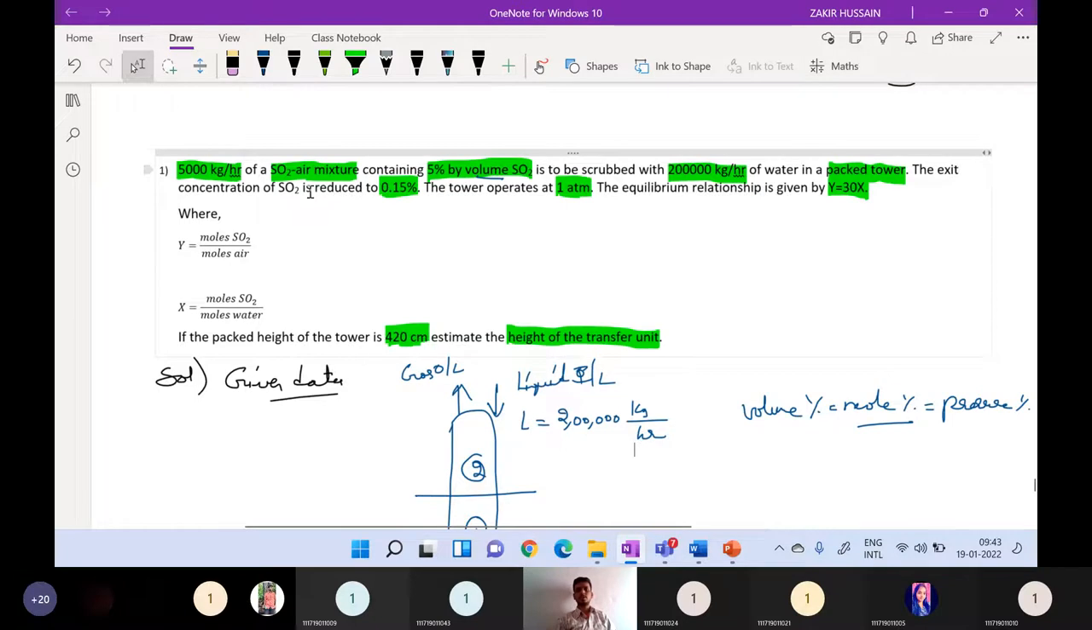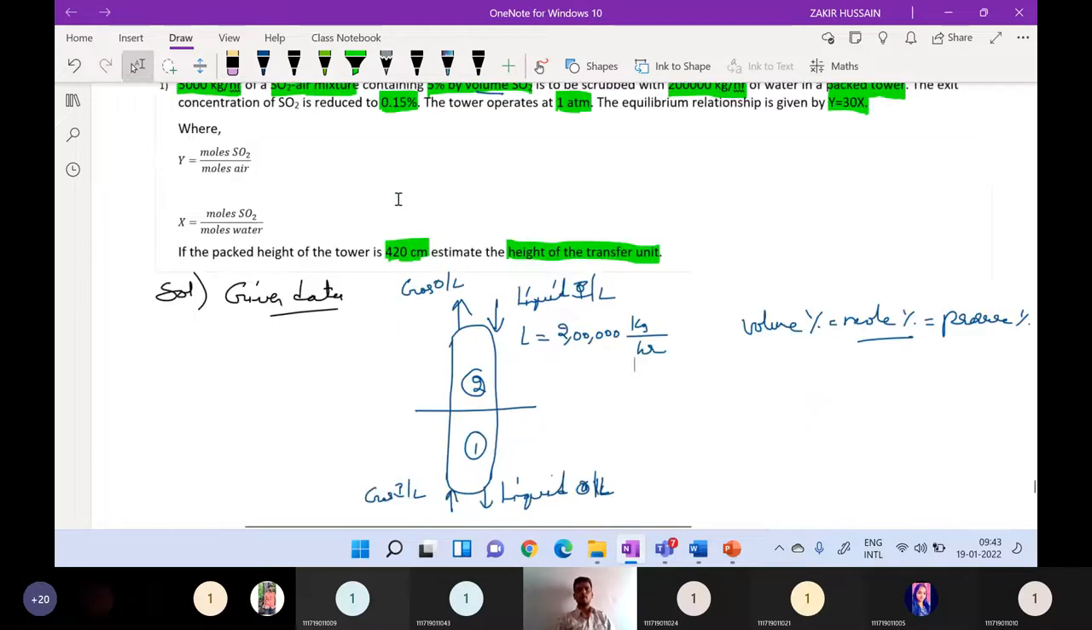The exit concentration of SO2 is reduced to 0.15%. Exit concentration means the gas outlet, so this is y2. The same G and L are there at the outlet, L and G both are the same. y2 = 0.15/100, so that will be 0.0015.